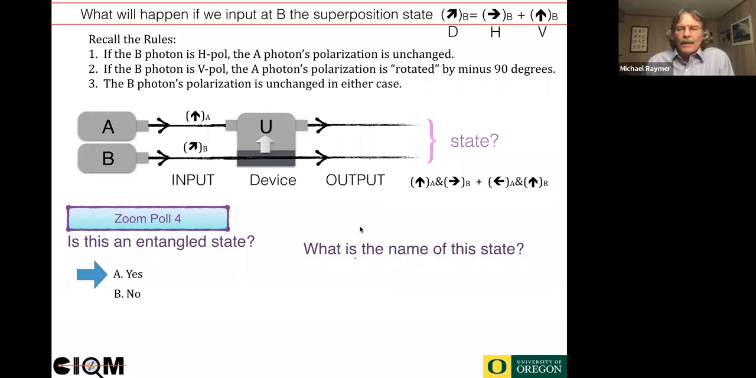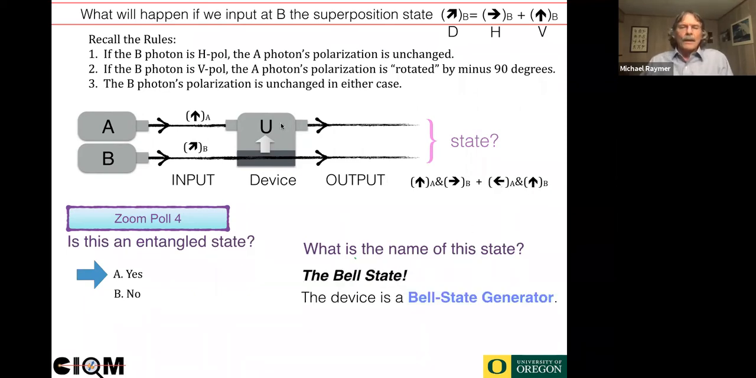What is the name of the state? I'll let you think about it. There's no poll question. Do you remember what the name of the state is and how we used it previously? So it's V and H plus minus H and V. And in fact, this is the Bell state. So this device we call a Bell state generator.